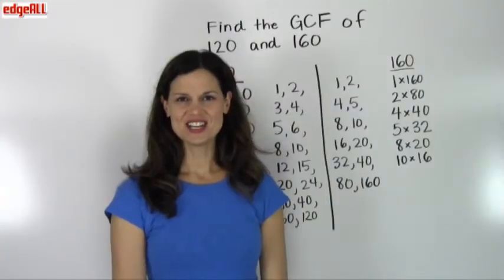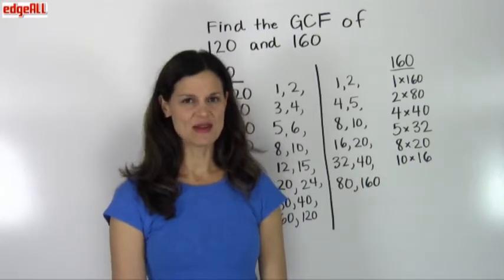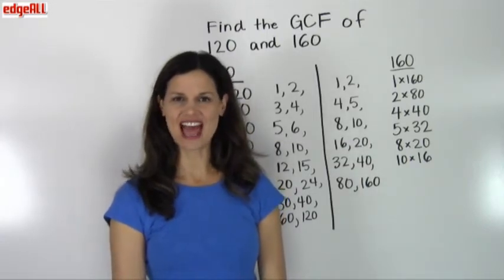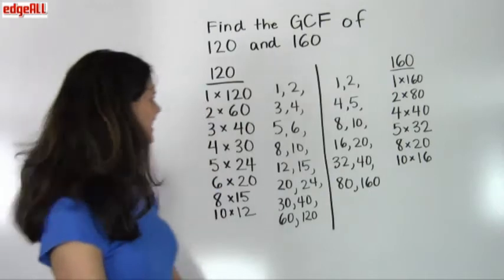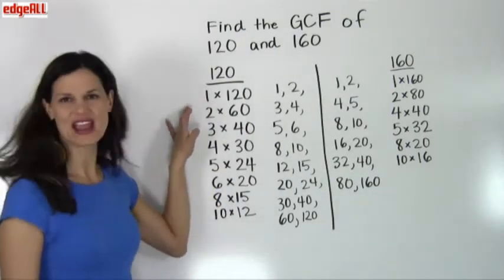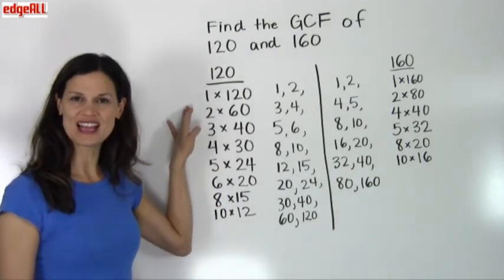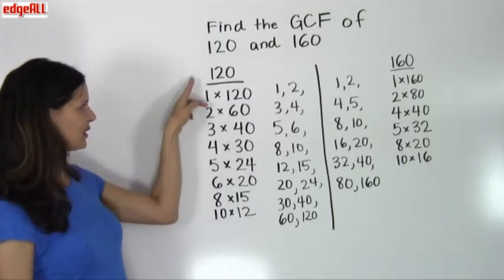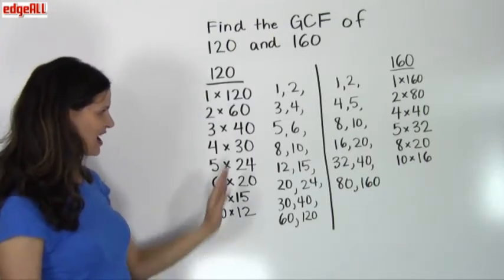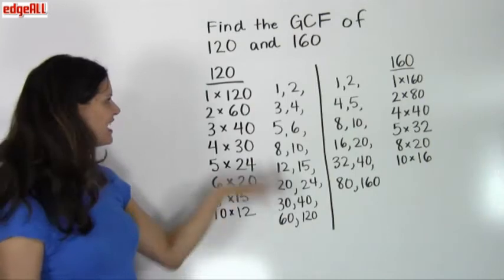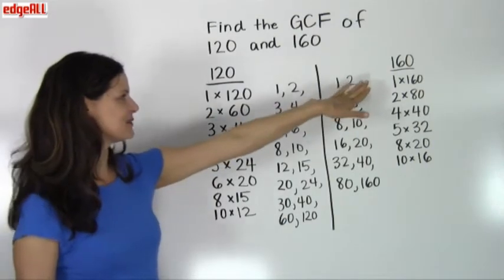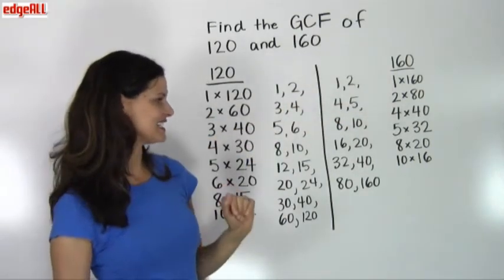We can also check our answer using the other method that we were first looking at for greatest common factor. And that is taking all the pairs of whole numbers that multiply together to equal our number, and then from those pairs listing the factors of our number. And then similarly here with our number 160.